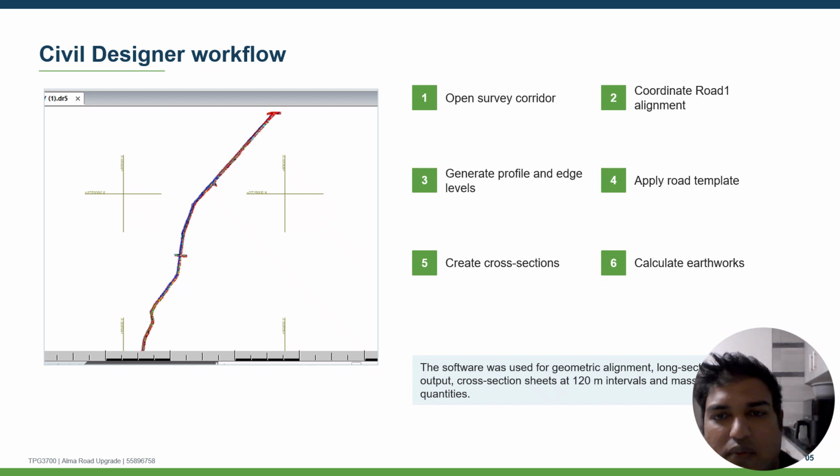The main software workflow was completed in Civil Designer. The first step was to open the available survey corridor and confirm the road position, which I've done. The horizontal alignment was then coordinated as road 1 with the final chainage running from 0 plus 000 to 4 plus 298, which is 0 to 4.298 kilometers. After the alignment was set up, the profile and edge level information were generated and the road template was applied. Cross sections were then extracted and drawing sheets were generated. The software was also used to calculate the earthworks and mass haul output.